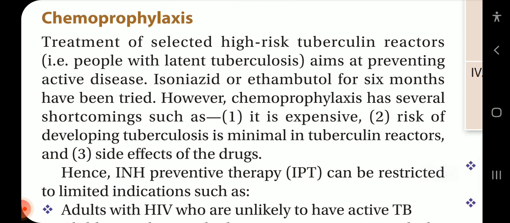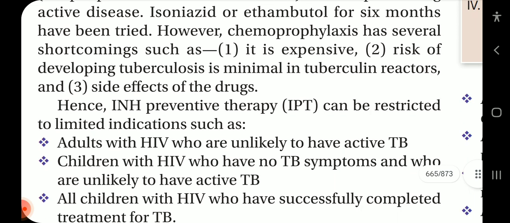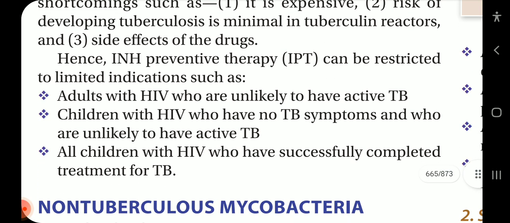Chemoprophylaxis, the treatment of selected high-risk tuberculin reactors, that is, people with latent tuberculosis, aims at preventing active disease. Isoniazid or ethambutol for 6 months have been tried. However, chemoprophylaxis has several shortcomings, such as it is expensive, risk of developing tuberculosis is minimal in tuberculin reactors, and side effects of the drugs are there.